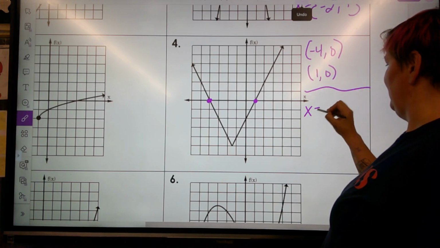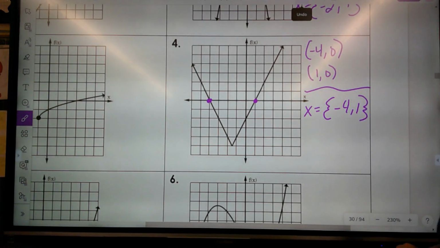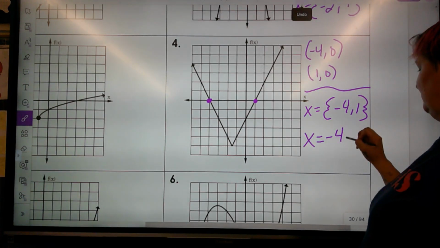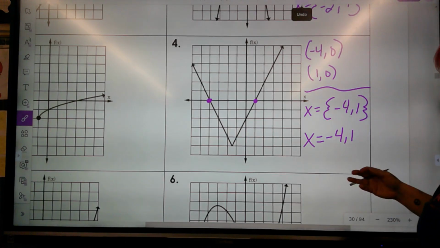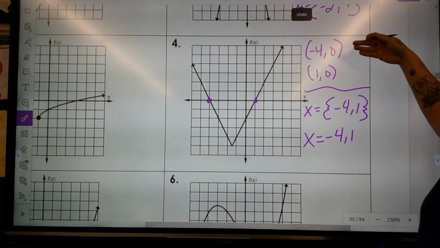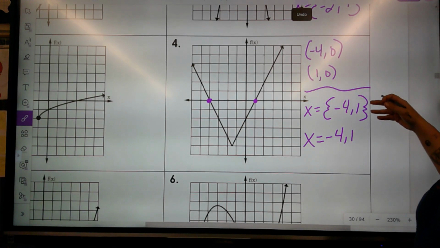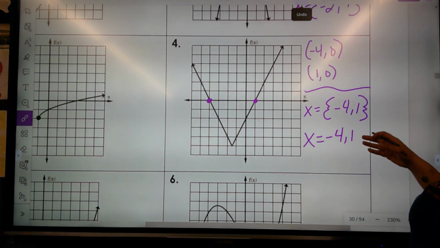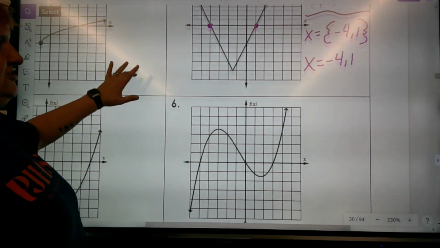Also could be written as -4, 1. Could be written as x is equal to -4 and 1. All of these are true answers. It depends on what the question is. If it asks for the x-intercepts, this is your best answer. If it asks for the zeros, this is your best answer. If it asks for the solution set, this is the best answer. You see what I'm saying? It depends on the question. If it asks for the roots, this might be your best answer actually. So it just depends on what your teacher wants.